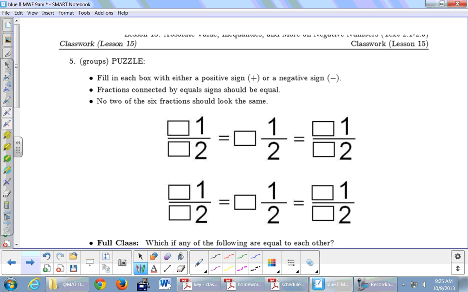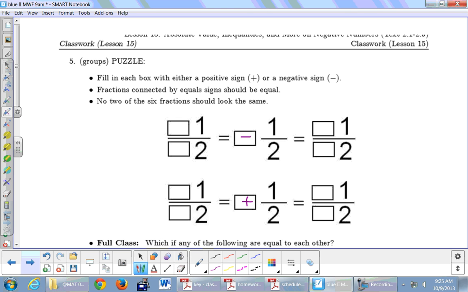And I'll give you one hint just to get everybody started here. What we're going to do is fill in the box in the middle. I'm going to fill that in with a minus sign. And then I'm going to fill in the box in the middle on the bottom row. What does it have to be if no 2 of the fractions look the same? This one has to be positive because it has to look different than the one we just did.